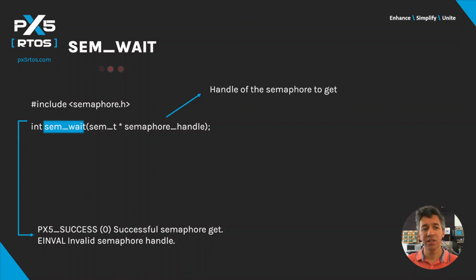If the semaphore is available, counter greater than 0, this service, the SemWait, will decrement the semaphore count by 1 and return success for the caller. Otherwise, if the semaphore is 0, the calling thread will suspend until the semaphore is available. The semaphore wait API only requires the handle of the semaphore to get.